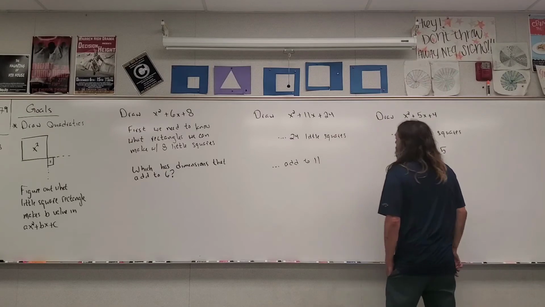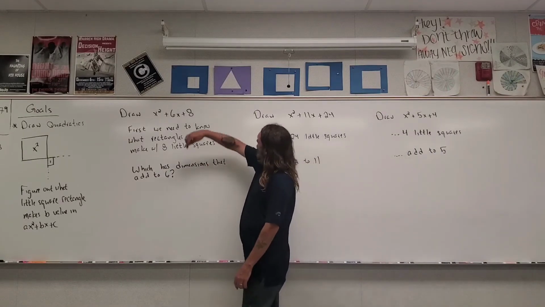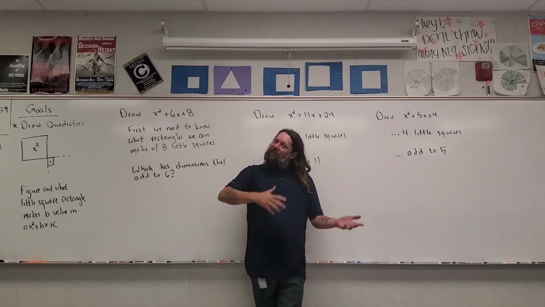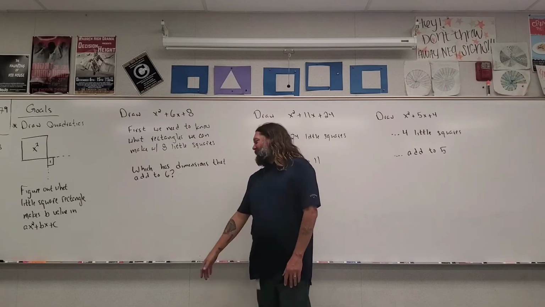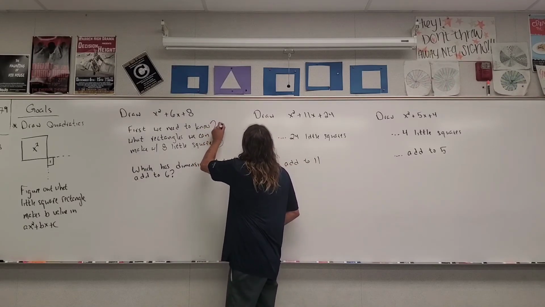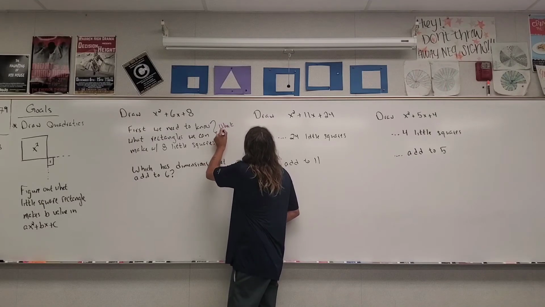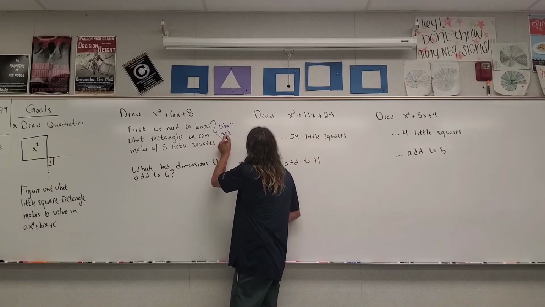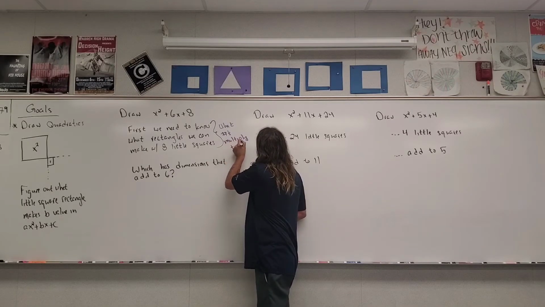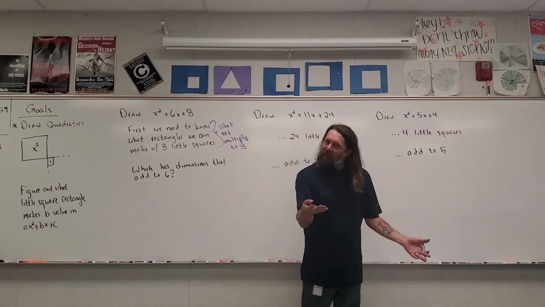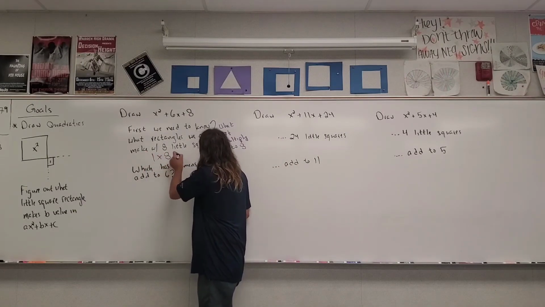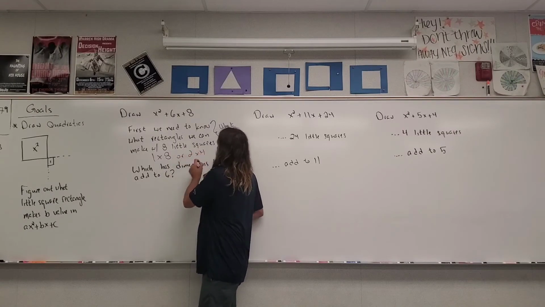Okay. So first we need to know what rectangles can we make with 8 little squares. And basically, is what numbers multiply to 8. That's what this is getting to. What numbers multiply to 8. That's the rectangle. Only two ways I multiply to 8. 1 by 8 or 2 by 4.